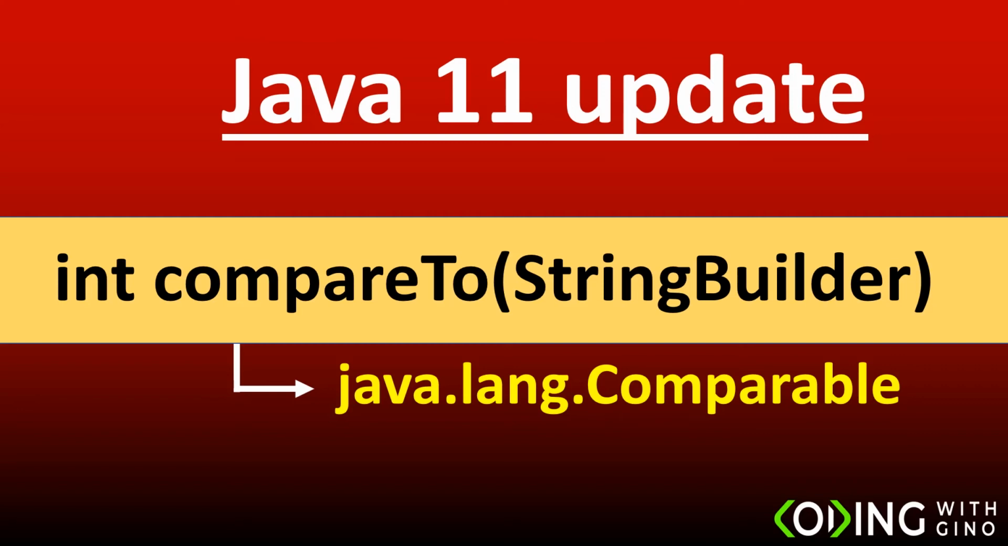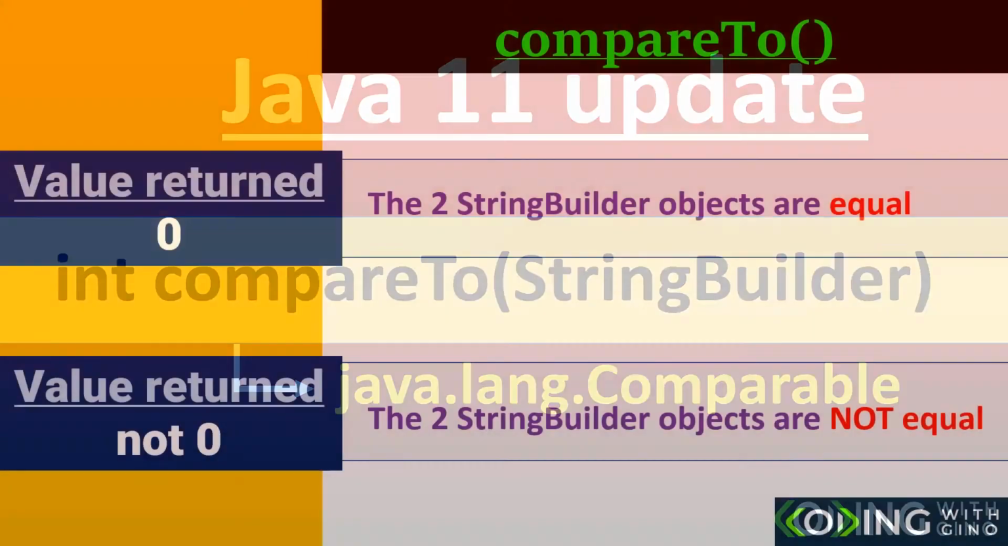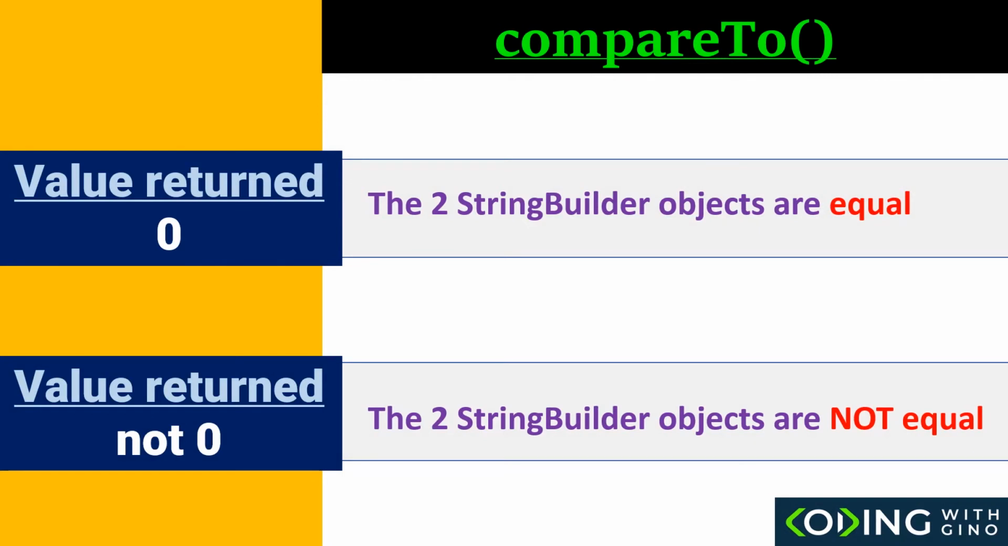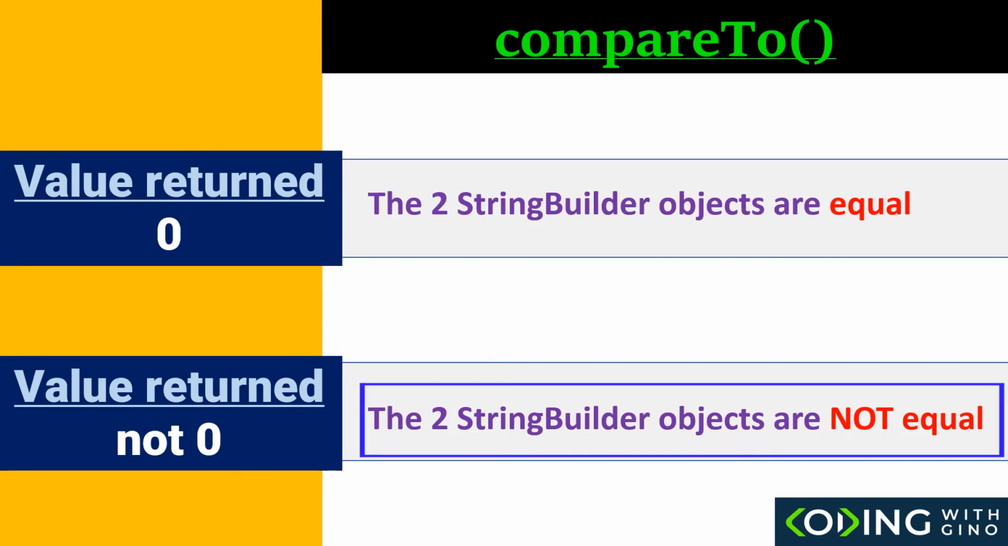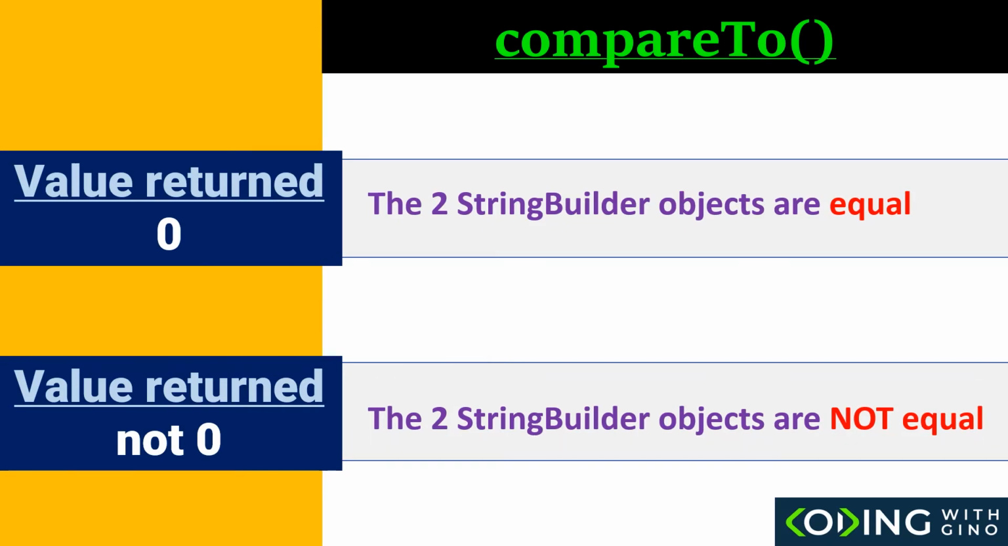We will study about this interface in the coming chapters, but for this video, that's all you need to know about the comparable interface. If the value returned by this function is 0, it means the StringBuilder objects are equal. But if not, then they are not equal. Okay?